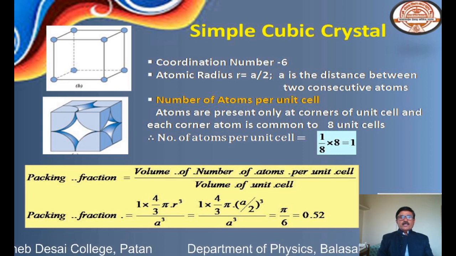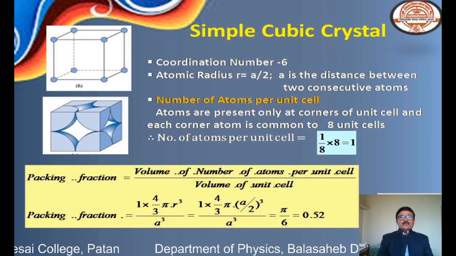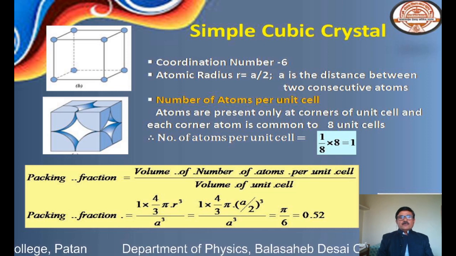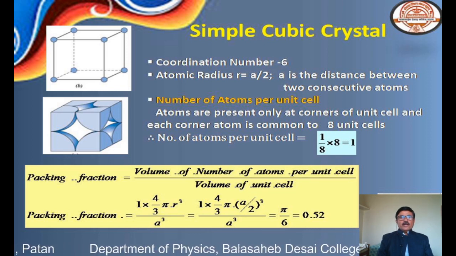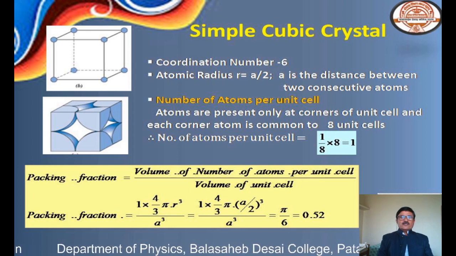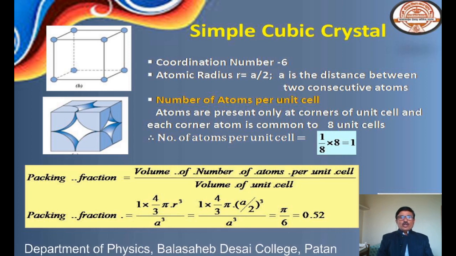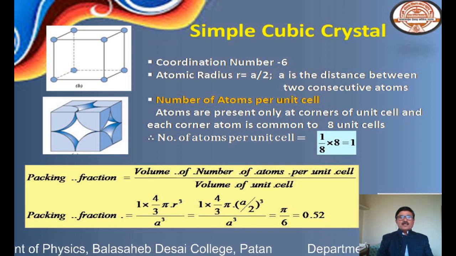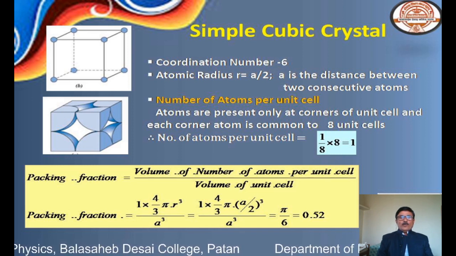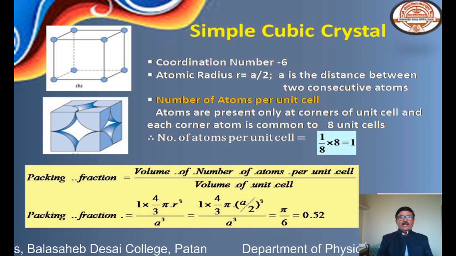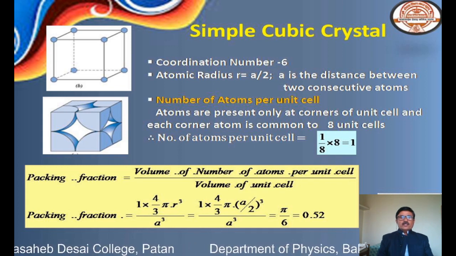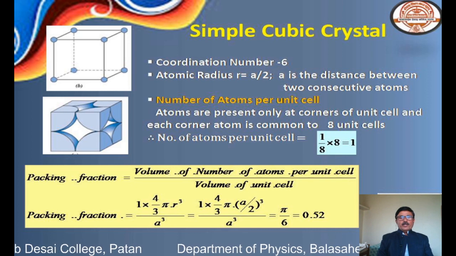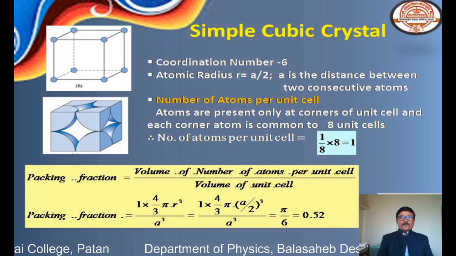Number of atoms per unit cell is calculated as there are 8 corner atoms and each corner atom is common to 8 other unit cells. Therefore, contribution of single atom to a single unit cell is only 1/8, and as there are 8 corner atoms, the number of atoms per unit cell is 1 by 8 into 8 is equal to 1. So there is 1 atom per unit cell for simple cubic crystal system.